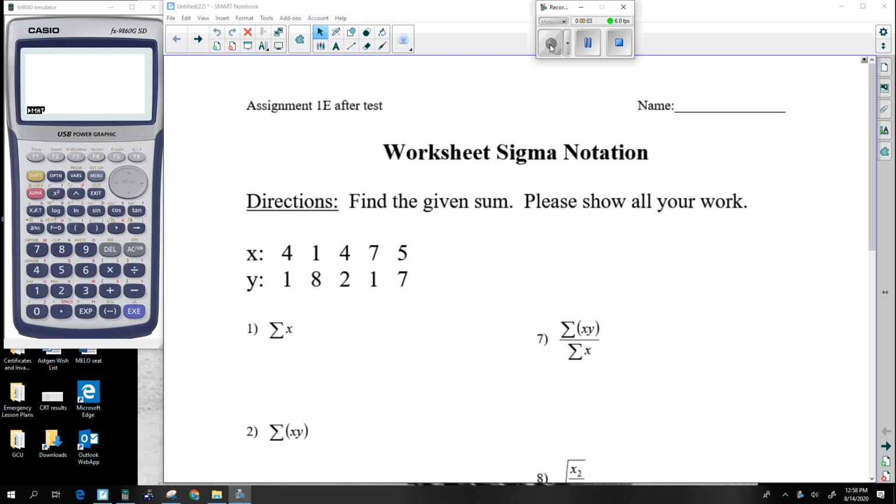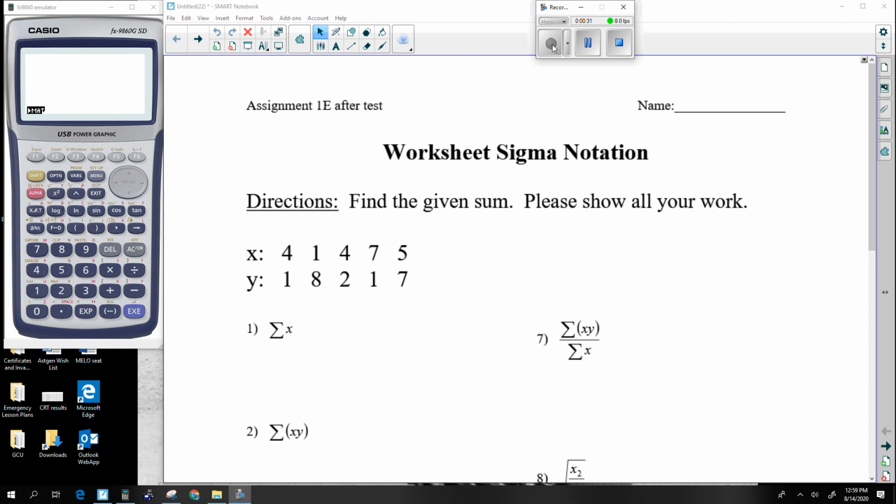Okay, everybody. This is statistics assignment 1E. This should be after you have taken the test. So this should be your first assignment after test 1. Okay, what I'm going to be showing you now is assignments that I think we've already done. I forget which exact assignment this is. I think this is assignment like 1 or 2 or something like that.